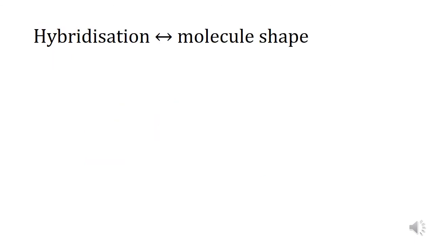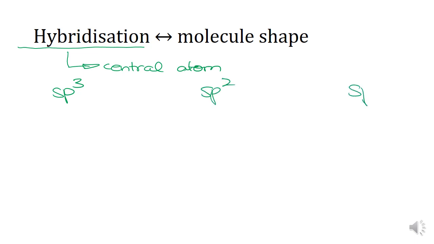Okay, so I largely talked about this on the previous slide. One thing I would like to point out is when we talk about hybridization, we're talking about the central atom. So if I know the hybridization of that central atom, I can work out the molecular shape. And if I know the molecular shape, I can work out the hybridization. So for example, we talked about sp3, sp2 and sp. So sp3s are tetrahedral. sp2s are trigonal planar. And sps are linear. So it kind of works both ways.